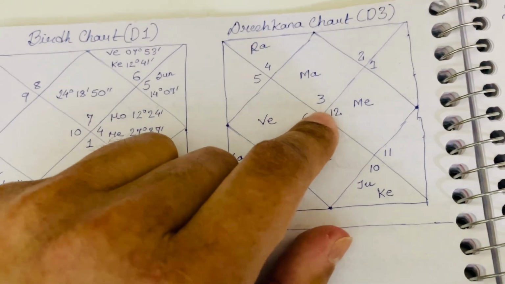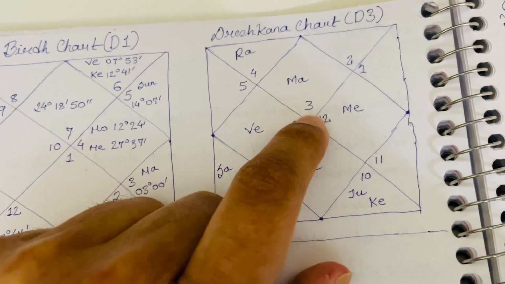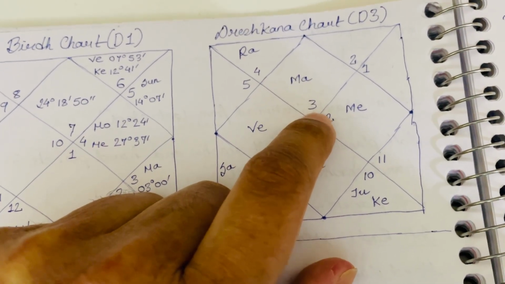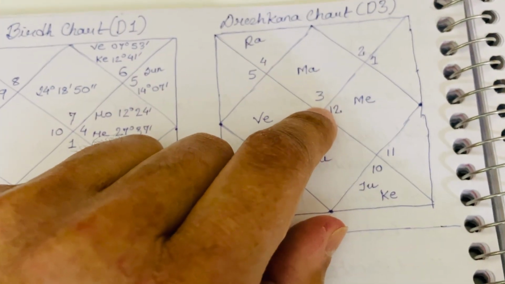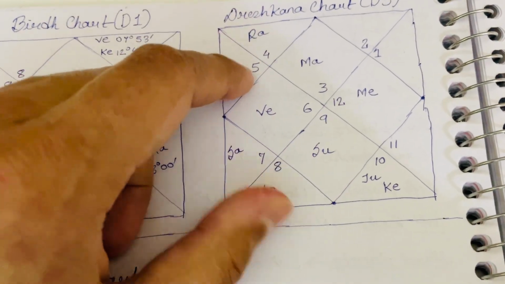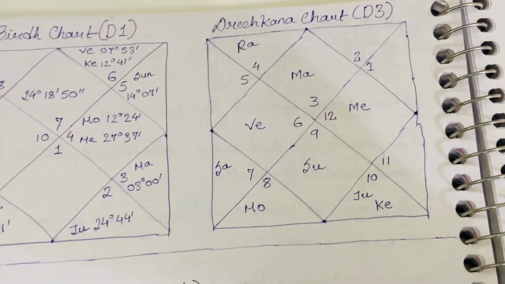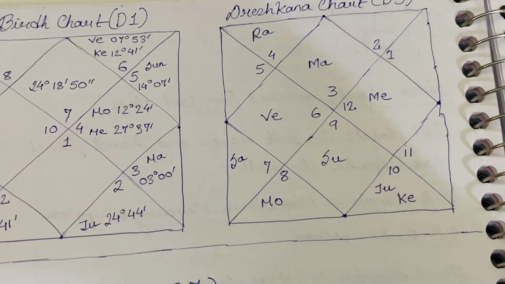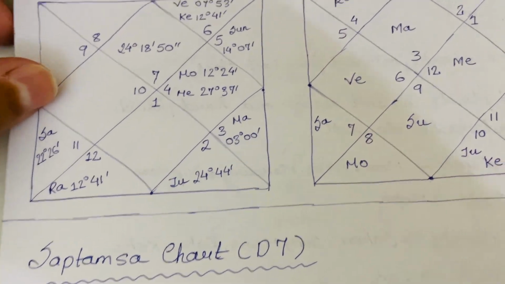Just remember this: once you have calculated or found out the Lagna Lord for the Dreshkana, you create the chart and name the Rashis accordingly. So if the first house is Gemini, the second house will be Cancer, then Leo, then Virgo. So going in an anti-clockwise direction, you label the lordships of each particular house. That's very easy, and that's completely logical also.